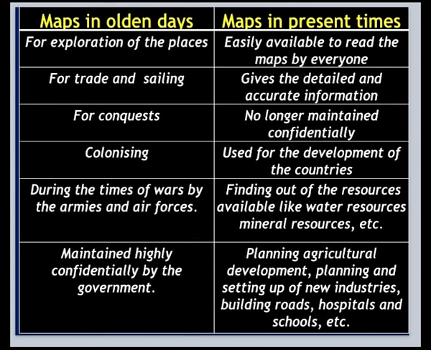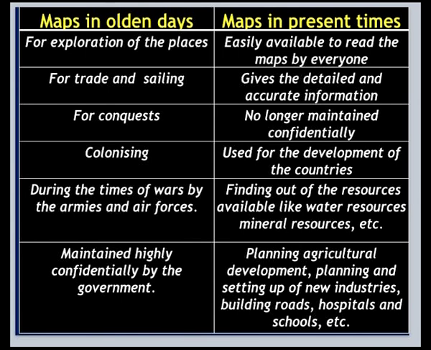Now in the present times, the maps are easily available. They can be read by everyone because they give us detailed as well as accurate information. They are no longer maintained confidentially. They are used for the development of the countries. They are also used for finding out the resources available like water resources, mineral resources, etc. They are mainly used for planning the agricultural development, establishment of industries and building the roads, hospitals and schools, etc.